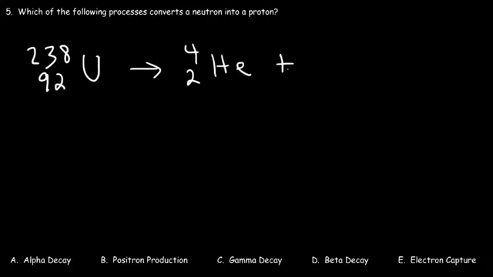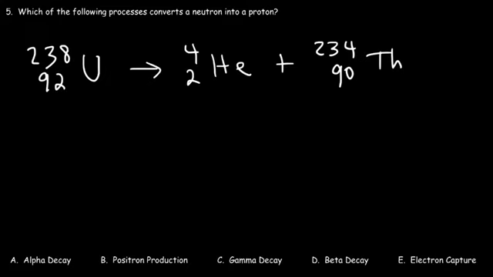Now, if it undergoes alpha decay, what is the missing particle, or what is the element that's produced? 238 minus 4 is 234, and 92 minus 2 is 90. Now let's analyze the number of protons and neutrons. This is, by the way, thorium-234. Thorium always has an atomic number of 90.